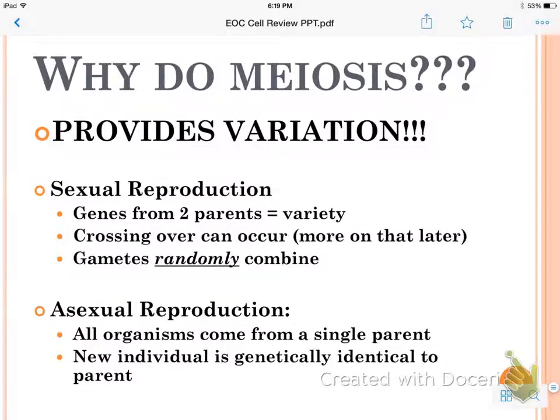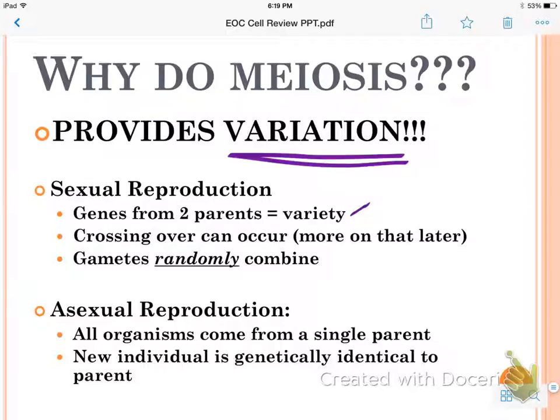So why do we do meiosis? So it provides variation. That's why. Remember, we talked about this in terms of evolution. If everybody has the exact same genes for everything, one disease can wipe out the entire population. So we want to be a little bit different. So genes from 2 parents gives you that variety.